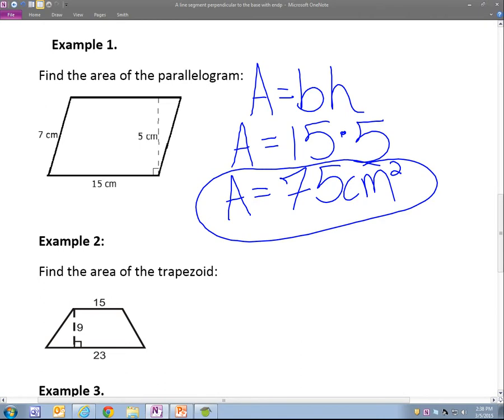Cubed is volume. Where's my other pair of scissors? No, don't throw. No, especially not you. Don't throw them to me.